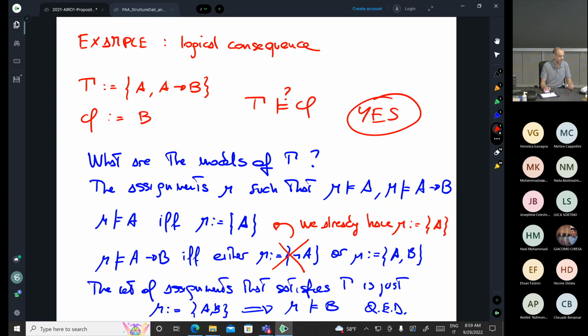If to these sets of formulas I add not B, the set of formulas would become inconsistent, as we've seen before. There will be no model that satisfies all of them at the same time. But now I know that the whole set of assignments that satisfies A and A implies B is just one. Now I check whether this satisfies phi, and the answer is yes. Actually, in this case, it is also the only one that satisfies phi, because in order to satisfy phi, B must be set to true.